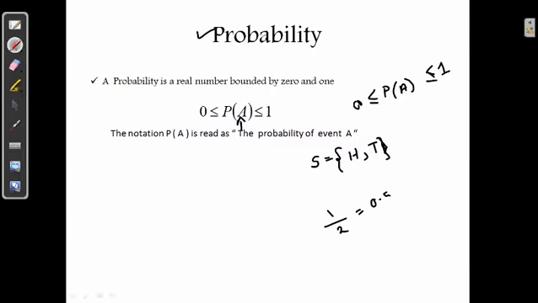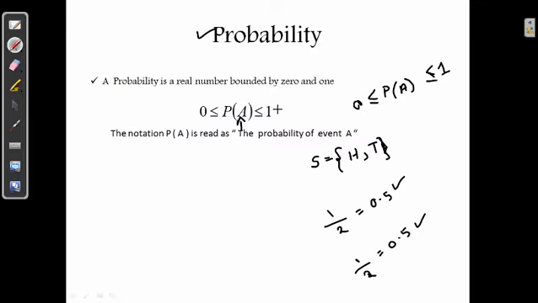So the probability of getting head is 0.5. Again, in case of tail, there are two outcomes, head or tail. The probability of tail is only 1 out of 2. So it is 0.5. So 0.5 is lying between 0 and 1. Whenever you get an outcome in probability, it should lie between 0 and 1.